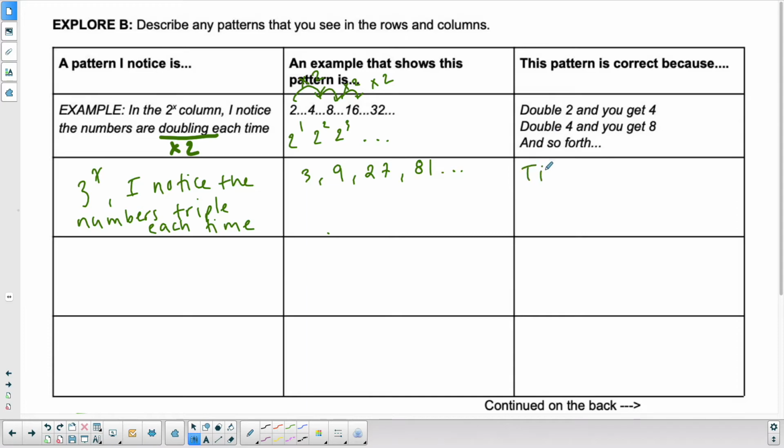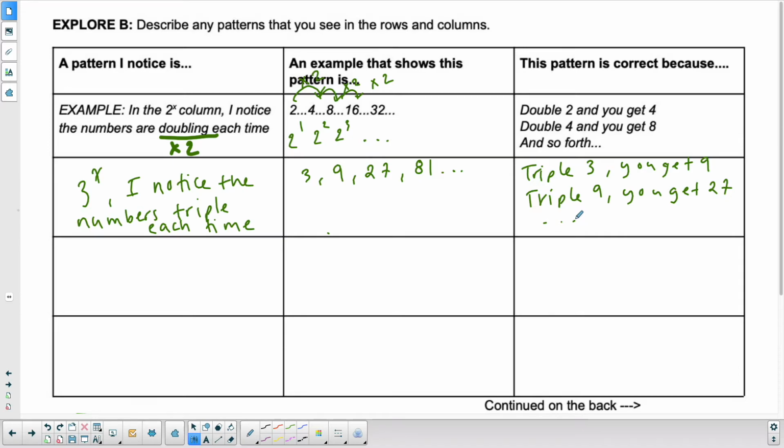So if we triple 3, you get 9. If we triple 9, you get 27, and so on, right? So if we put dot, dot, dot, that means the pattern continues.